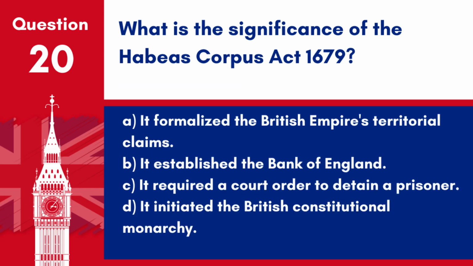Question 20. What is the significance of the Habeas Corpus Act 1679? A. It formalised the British Empire's territorial claims. B. It established the Bank of England. C. It required a court order to detain a prisoner. D. It initiated the British constitutional monarchy.